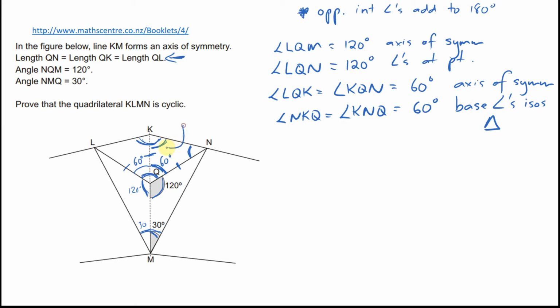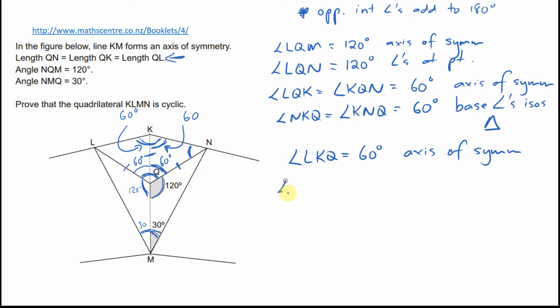So now that we know what this angle is, which is 60, this angle here must also be 60 because of that axis of symmetry. So angle LKQ is equal to 60 degrees, and that's axis of symmetry. So now that we've found this angle here, if we add that angle up, 60 plus 60 is 120, this angle here must be 60 degrees, and indeed it is.